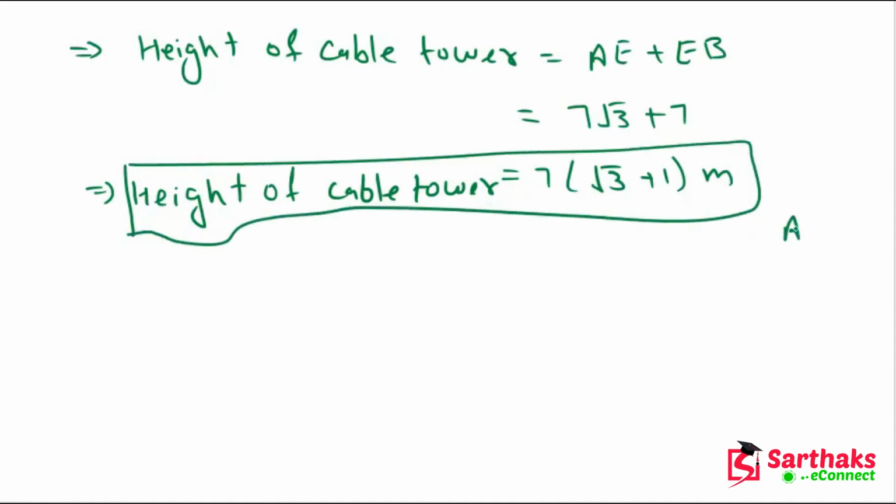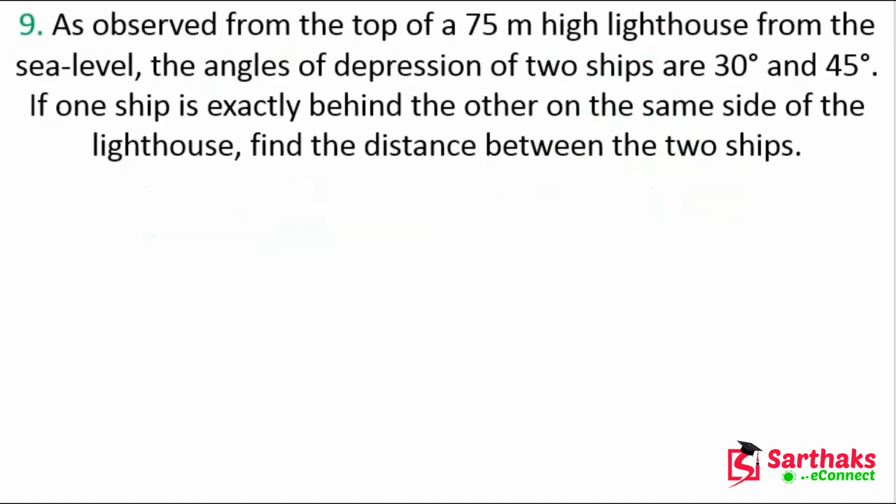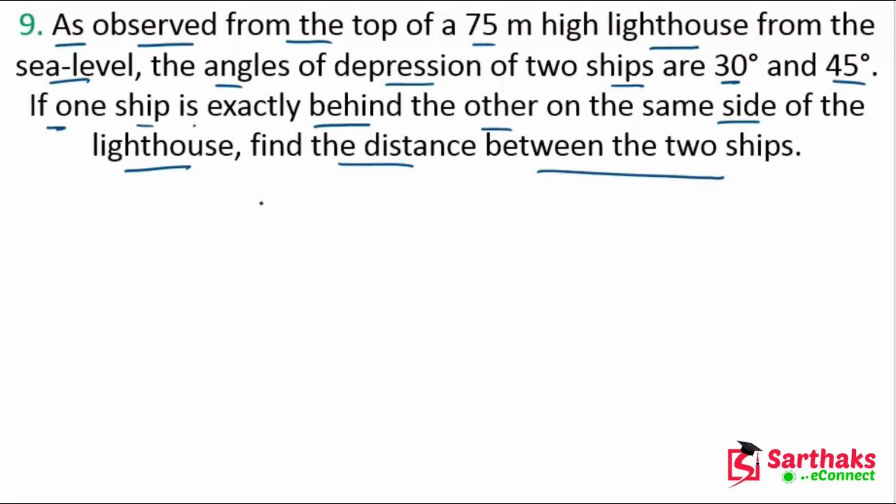Okay, my dear friends, I hope you are getting this. This is our answer. Okay, so now let's move to the next question. Next question is: as observed from the top of a 75 meter high lighthouse from the sea level, the angle of depression of two ships are 30 degree and 45 degree. If one ship is exactly behind the other on the same side of the lighthouse, find the distance between two ships.